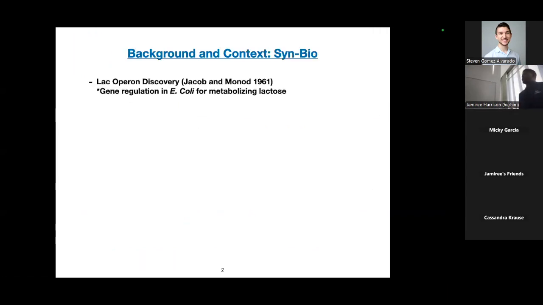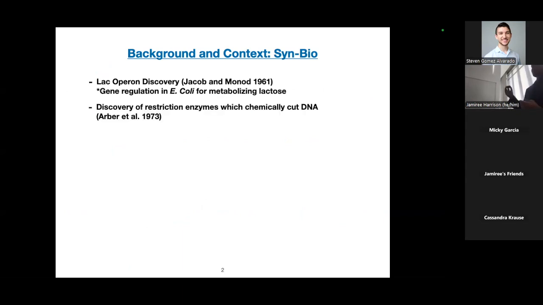So some background context. In 1961, the lac operon was discovered that regulates genes in E. coli for metabolizing lactose. This type of gene regulation in bacteria was a seminal piece of work that leads to all kinds of different types of gene regulation studies that have come out since then.